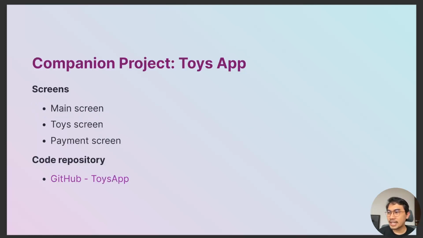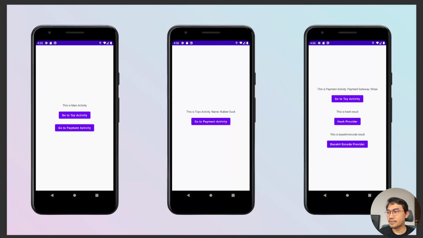Toys app is a project that I will use throughout the presentation to demonstrate some of the concepts you'll see later on. The code sample that you'll see is simplified. If you want to see the implementation detail, please check the source code of Toys app in the GitHub repository. Toys app is a simple app that has 3 screens: main screen, toy screen, and payment screen. From the main screen, we can navigate to toy screen. In the toy screen, we can navigate to the payment screen. So we can navigate between the payment and toys screen. This demonstrates the navigation between feature modules that we will discuss later on.